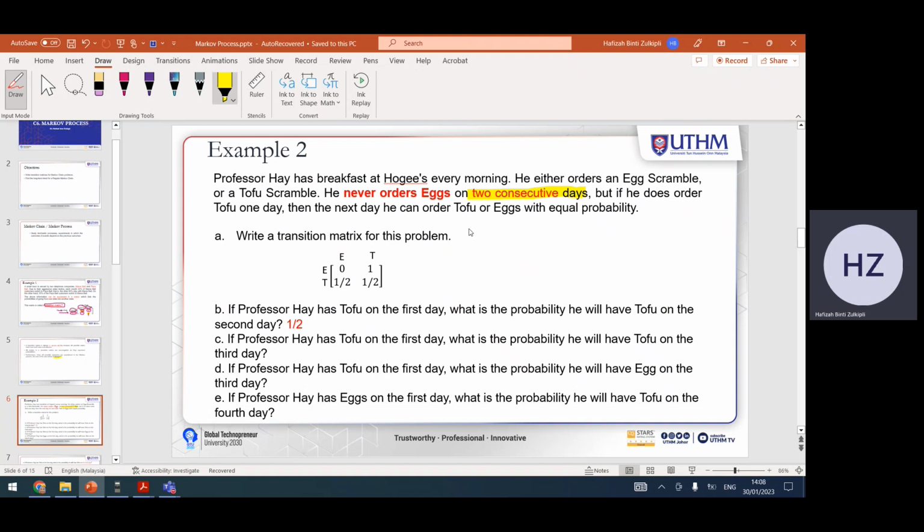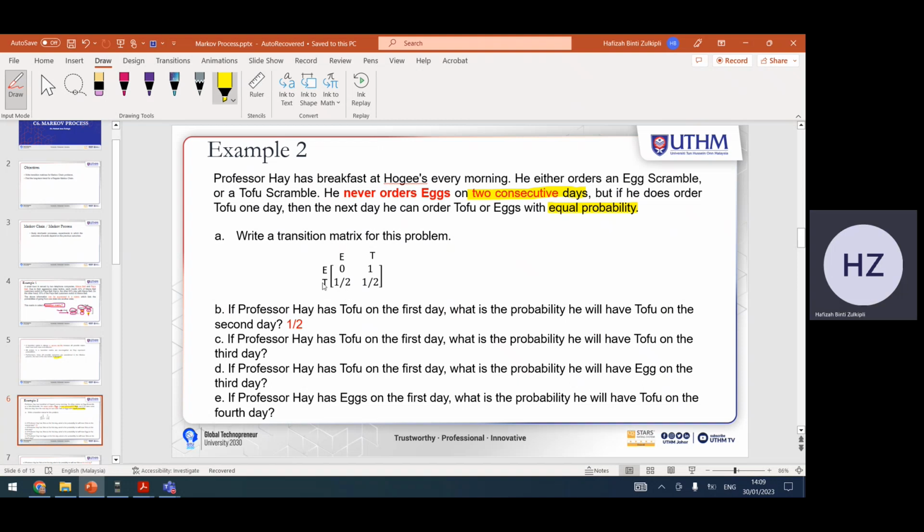So for example, if the first day he ordered egg, he will not order egg on the next day. So that means that probability is equal to 0. But if he does order tofu on the first day, the next day he can order tofu or egg with equal probabilities. So you have 2 events. The total probability is equal to 1, so we divide by 2. Each event has 1/2 probability of occurrence.